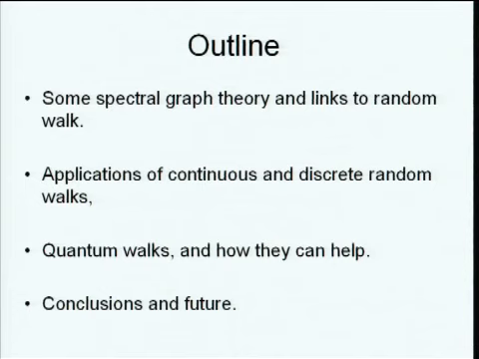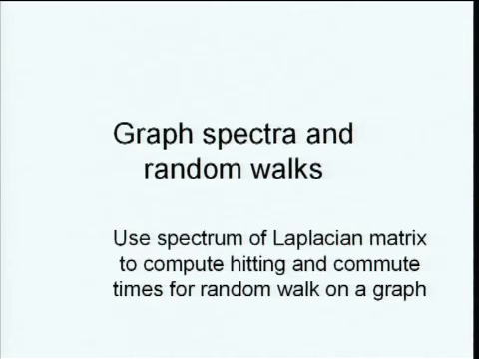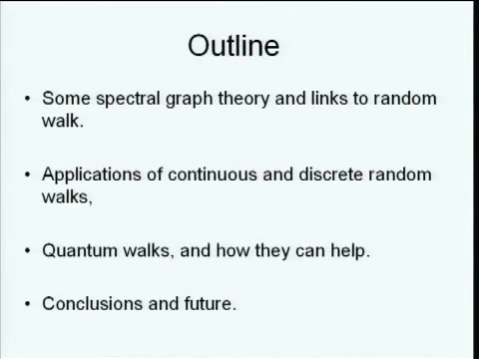So this is the outline of the talk. What I want to do is to begin by giving you some spectral graph theory and explaining the links with a random walk on a graph. And then I'll give some applications of continuous and discrete time random walks. I really just want to focus on two of these, although I'll skip over a number of others. And then at the end, if I have time, I'll talk about how quantum walks, which are a development out of quantum computing, can be used to overcome some of the problems with classical random walks, in particular the problems of co-spectrality. And then I'll provide some conclusions.